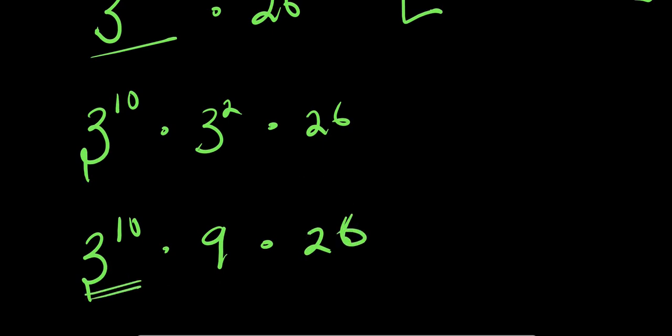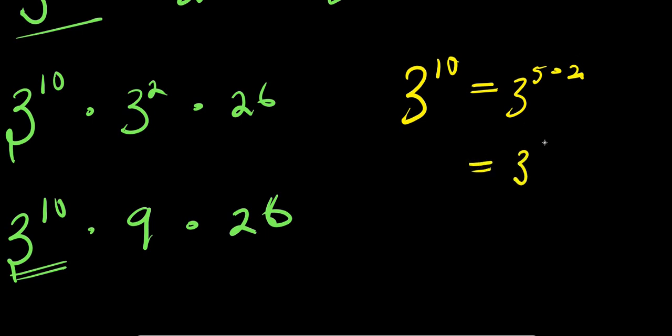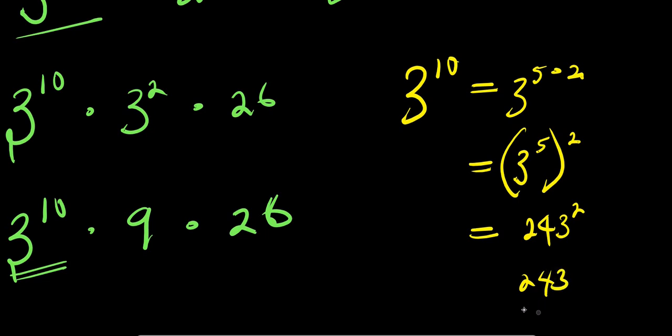What is 3 power 10? 3 power 10 equals 3 power 5 times 2, which is just like having 3 power 5 raised to the power of 2, and 3 power 5 is 243. That is 81 times 3 because 3 power 4 is 81. So 3 power 5 is 243, power 2. That is 243 times 243.